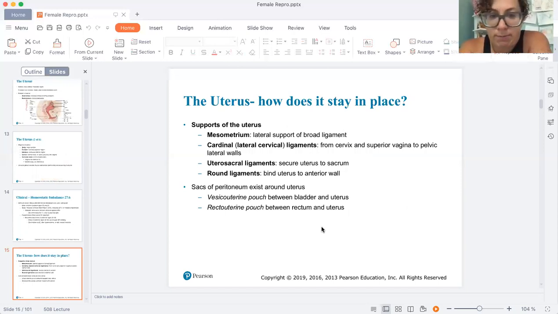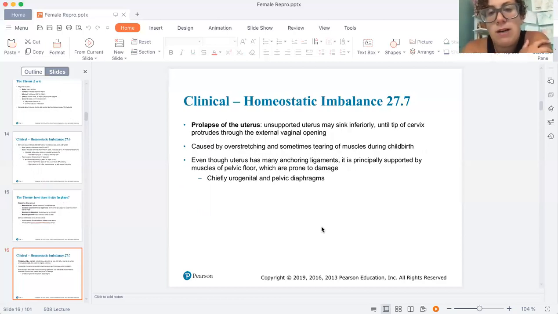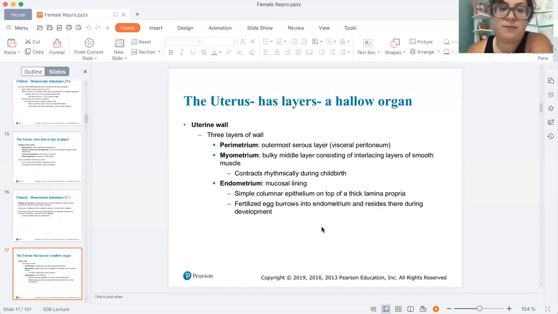So how does the uterus stay in place? There's something called the mesometrium, and that supports the broad ligament. In a nutshell, there's a bunch of ligaments that hold the uterus together. There's a round ligament. I just want you to know the uterus is held together by ligaments. What happens when these ligaments get overstretched or sometimes torn is called prolapse of the uterus. The uterus can sink into the vaginal opening. The uterus can also push onto the rectum or push onto the bladder. So not a fun time for all.